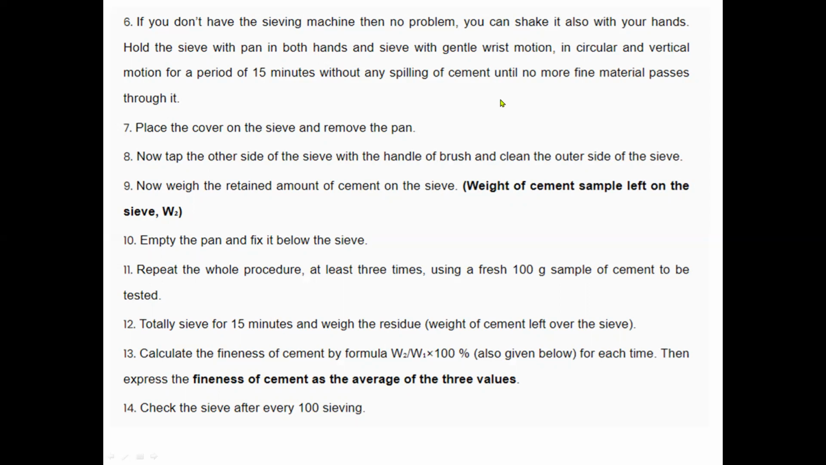For the 13th step of our procedure, calculate the fineness of cement by the formula W sub 2 over W sub 1 to be multiplied by 100% for each time. Then express the fineness of cement as the average of the three values. Then check the sieve after every 100 sieving.